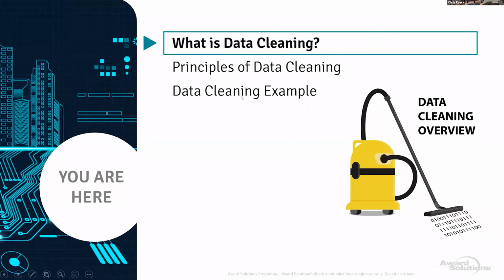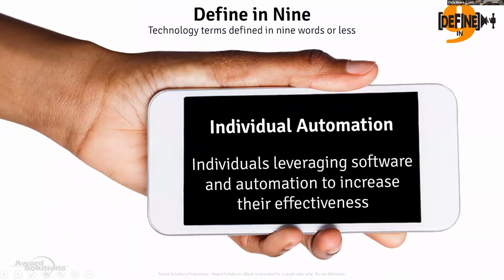So let's get started with what is data cleaning. Well, data cleaning is part of a bigger concept that we like to refer to as individual automation here at Award Solutions. We believe that automation is something that's not just for a select number of people to do, but it's for everybody to do to make their job more efficient. At Award Solutions, we have a concept we like to call a define in 9, a definition in 9 words or less of a fairly technical topic. Our definition of individual automation is individuals leveraging software and automation to increase their effectiveness.